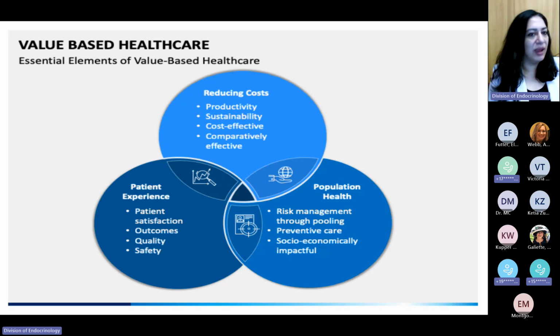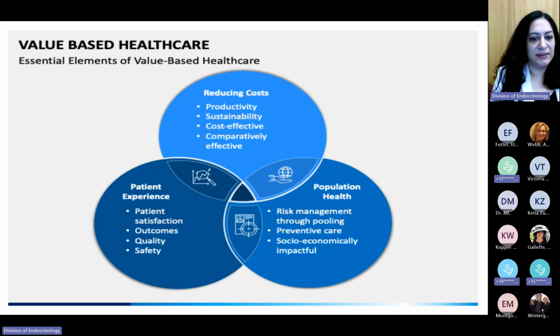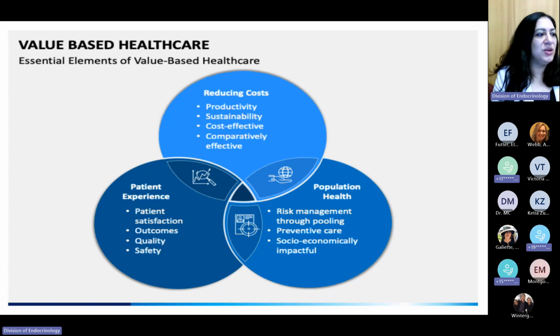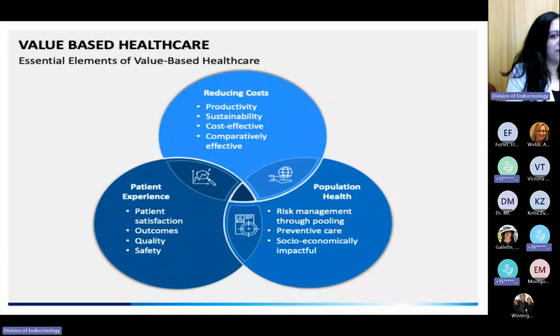So value-based healthcare has a couple of essential elements, and I like this figure because it sums it up pretty well. One is that we should reduce costs. In the US in 2022, we spent about $13 trillion on healthcare, averaging out to about $13,000 per person if everyone in the States had a healthcare condition. So we should really think about reducing costs overall by being more productive, working on things that are sustainable, cost effective, and comparatively effective.